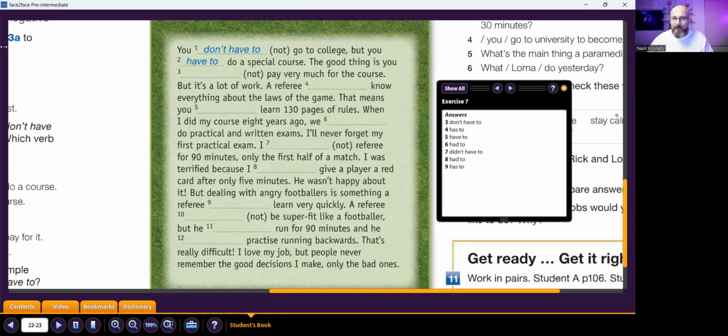Number 10, what? A referee, he or she has, no, it's negative, so doesn't have to be super fit like a footballer, but he, again, in general, no negative here, he has to run for 90 minutes. And he, again, it's general. He has to practice running backward. Okay. That's really difficult. I love my job, but people never remember the good decisions I make, only the bad ones.